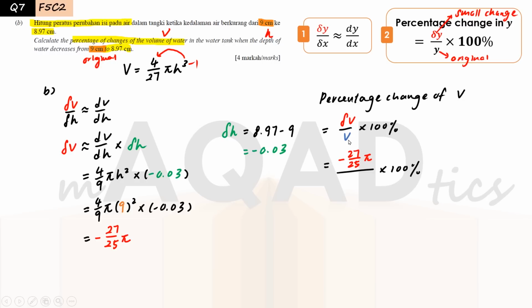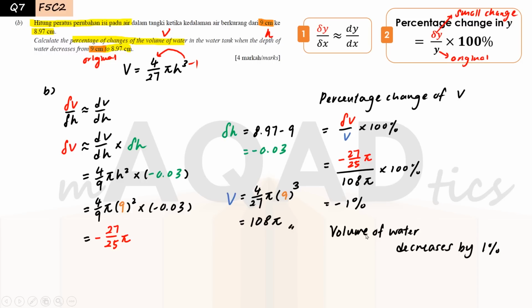And for the original value of V, this one is very straightforward because we have the original value of h already. So we are going to substitute this value inside here and we can find the original value of V, which is 108 pi. So if I calculate this, then we can get the percentage change. So this means that the volume of water decreases by just 1%. And here we write decreases because the percentage change is negative.